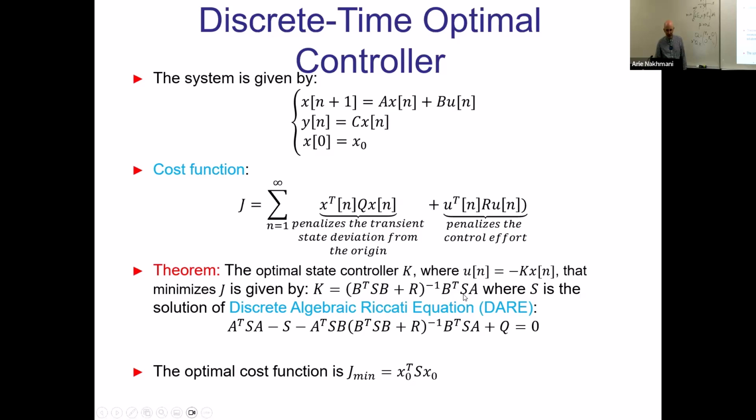K will be given by a more complex formula, where S is a solution of the discrete algebraic Riccati equation. And this algebraic equation is given here. Just more matrices to multiply, but still you have the same thing. You have multiplication of S by S, so you'll have quadratic equations, a system of quadratic equations, not linear equations, for the Riccati equation. And same J minimum, x0 transpose times S times x0. Any questions on that?